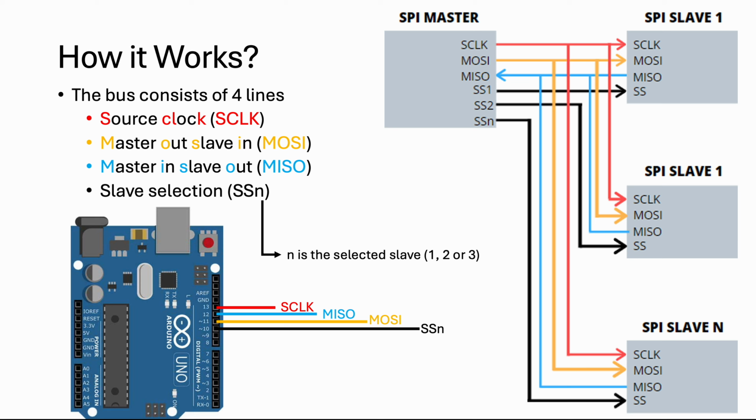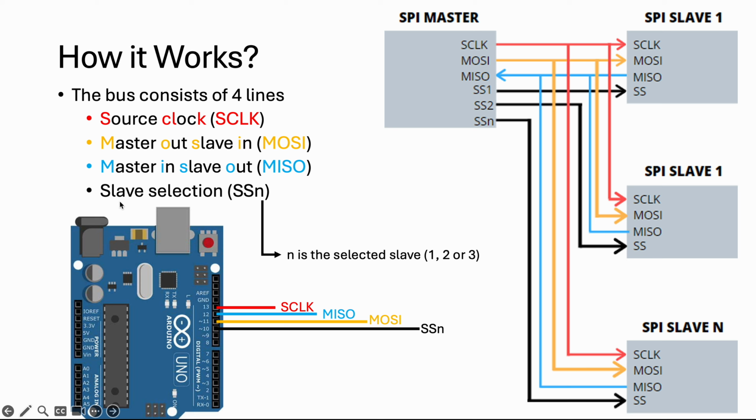So how does it work? Well, it's pretty simple. It's a bus that has 4 lines. The first one is the serial clock, which will oscillate to transmit the data. The next one is master out slave in. That's the line the master will use to transmit data to a slave, so it's data going from the master to the slave. Then master in slave out is data being sent by the slave device to the master.